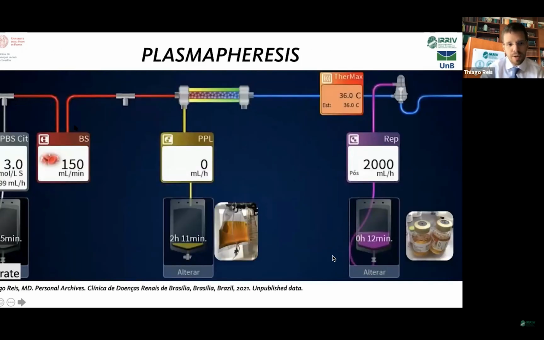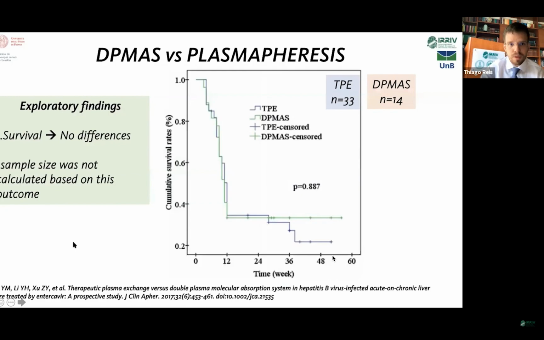Blood gets citrate, blood pump, and then here is the plasma filter, not a dialyzer anymore. And then before the blood returns to the patient, we have a replacement solution. In this case, for liver failure patients, we replace with fresh frozen plasma.